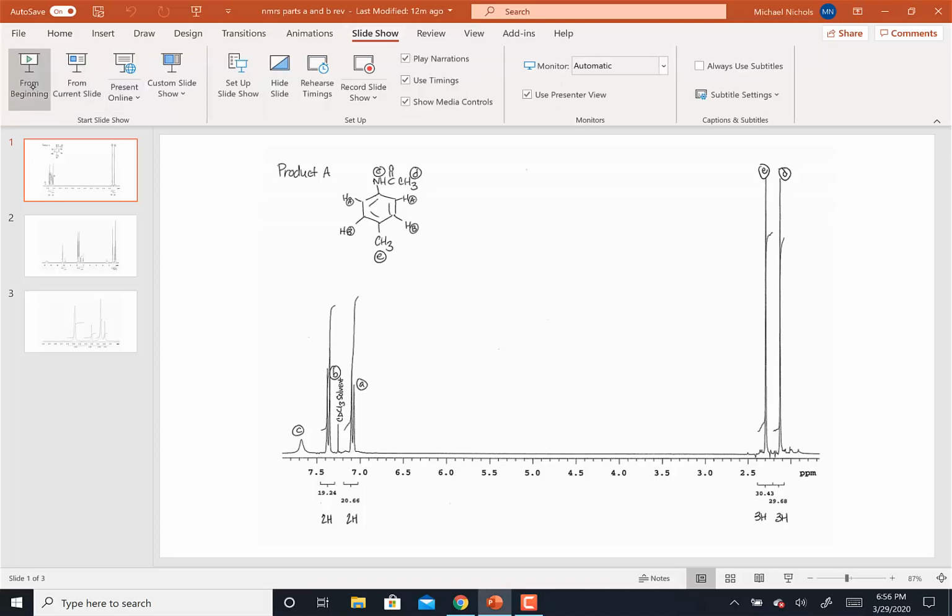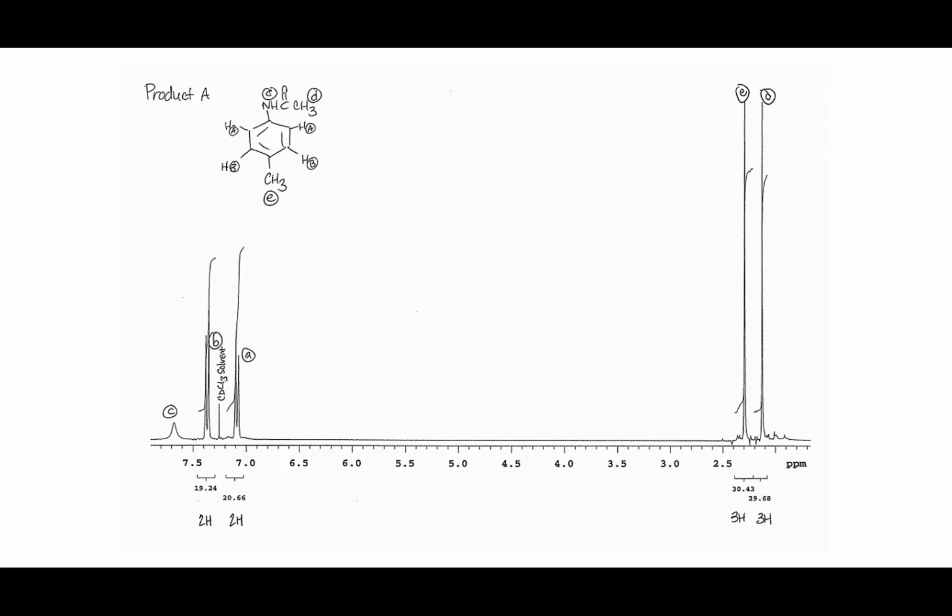Okay, in this video I'm going to show you how to interpret the NMR for product B of the benzocaine synthesis. But before we do that, we have to go back and look at your product A NMR and make the assignments there so that we can compare what happened in product B. So this is the structure for product A.